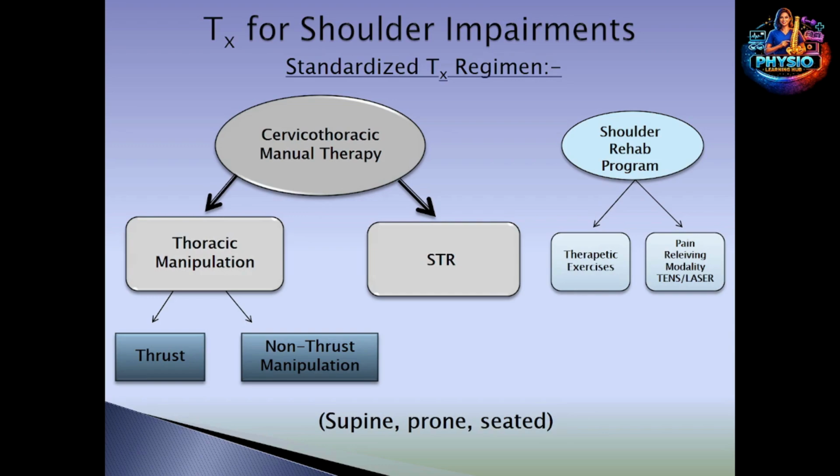Treatment for shoulder impairments. Cervicothoracic manual therapy includes thoracic manipulation and soft tissue release. Thoracic manipulation includes thrust and non-thrust manipulation. And the shoulder rehab program includes therapeutic exercise and pain relieving modalities like TENS, laser, ultrasound, etc.